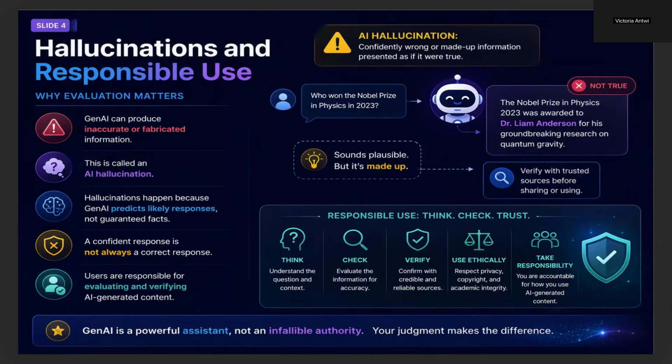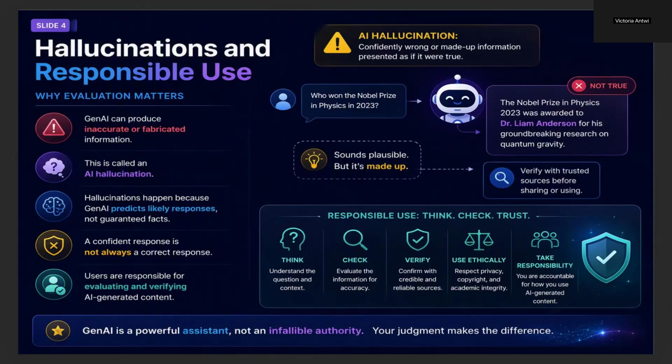An AI hallucination occurs when the tool generates information that is inaccurate, misleading, unsupported, or completely fabricated, but presents it as though it were true. For example, an AI tool may invent quotations, provide a citation to a source that does not exist, give an incorrect date, or confidently describe an event that never happened.